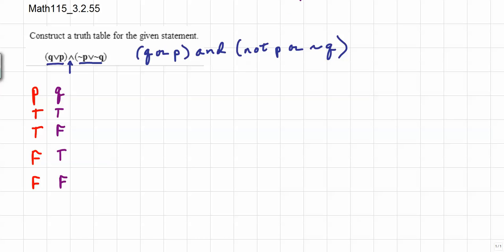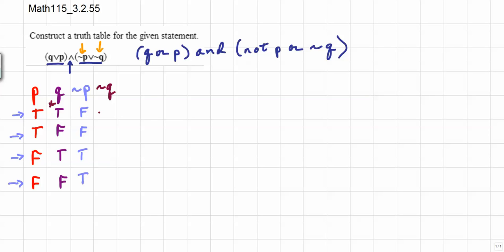And now we're going to go ahead and understand that since we have a not P right here and a not Q right here, we need to establish those values also. So we'll have not P and we'll have not Q. So starting off with the fact that P is going to be true, that means not P is false. If P is true, not P is false. Once again, if P is false, not P is true, and if P is false, not P will be true. Do the same thing for Q.